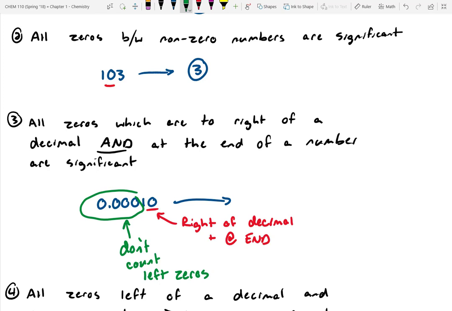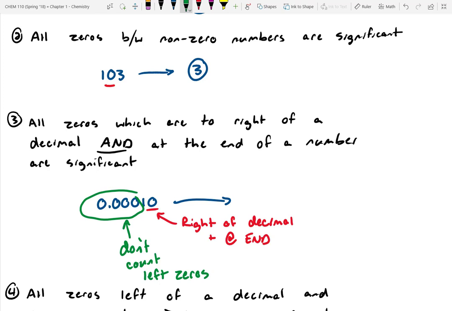They're not important. We only count any non-zero numbers and then any zeros to the right of the decimal at the end. Yep? Just to show that it's less than 1, wouldn't you put the 0 before the decimal? Or just to clarify why you wouldn't do that? Sorry, say that again? Why you wouldn't count the 0 before the decimal to show it's less than 1? Any zeros that are on the far left-hand side, you just never count them as significant. Yeah, that's a good question, though.